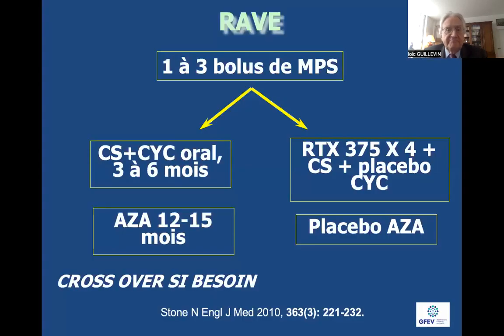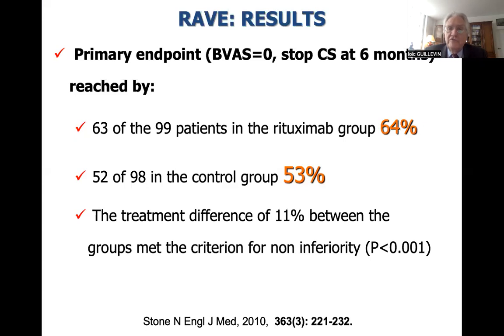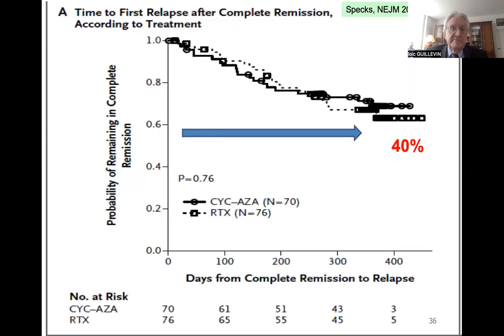Here is the RAVE study. The RAVE study was an induction treatment, and induction of remission was randomized in 2 arms: steroids and cyclophosphamide in 1 arm, followed by azathioprine, and rituximab infusion and nothing after, placebo, in the other. The publication was made after 6 months, and after 6 months, you have a good response. The primary endpoint, which was no activity of the disease and no corticosteroids, showed approximately 50 to 60% of response, and the clinical difference of 11% between the groups met the criterion for non-inferiority.